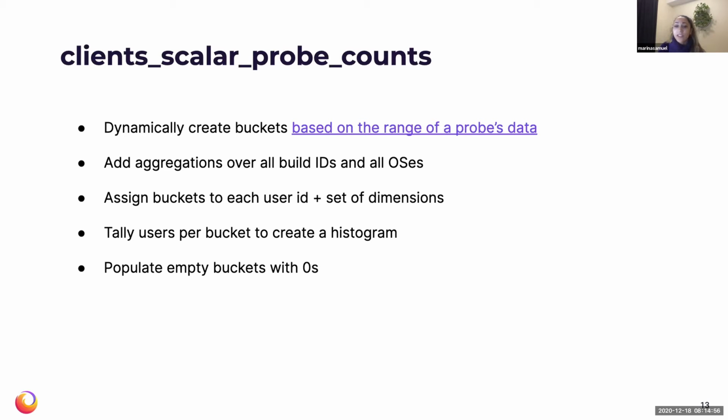But I think we also recently got some feedback that having more diverse buckets in this case, to show percentages or ratios of true and false, could be better. And then finally, once each user and set of dimensions has their bucket assigned, the users per bucket can be tallied, and the generated histograms' zeros can be filled in the same way that I described for histograms.